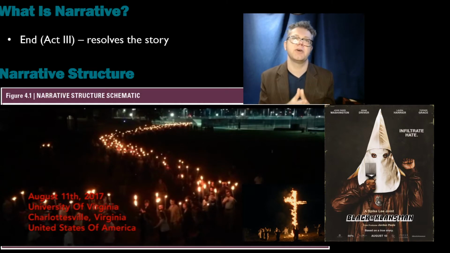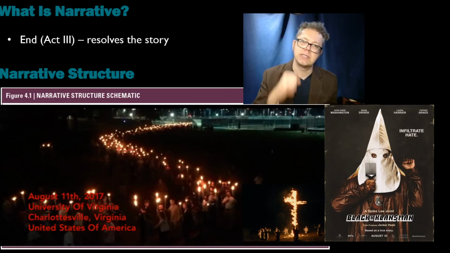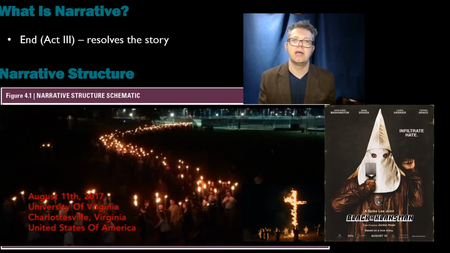And this is the thing about the end of this film, is that Act 3 of this movie does not bring resolution to the story of BlacKkKlansman, because I think Spike Lee is saying there's no resolution to racism in America. And that's powerful. The end of this movie caught me off guard. You want to talk about surprise?